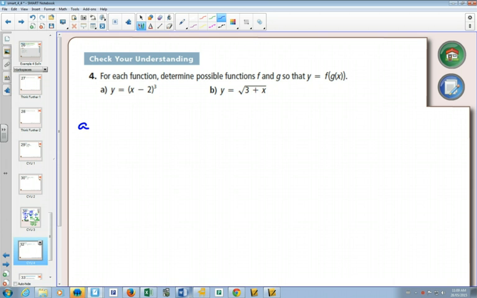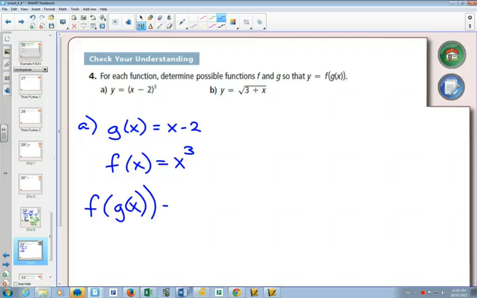So for A, we need to find a function inside of another function. Can you see that one function here is cubing something, and inside of the cubing is a line? X minus 2 is a line that's inside of the function. So if we made our inside function be the line, what's happening to that line? Our outside function would be cubing it. So then if you were to write f of g of x, you would have f of x minus 2, and then you would plug x minus 2 in for x and cube it, and it would work out. So we're looking for a function inside of another function.